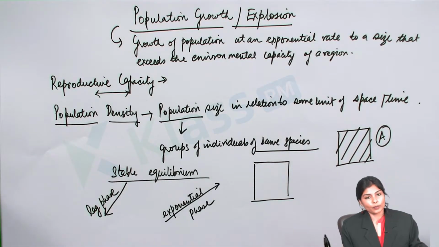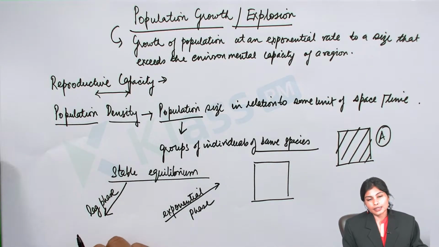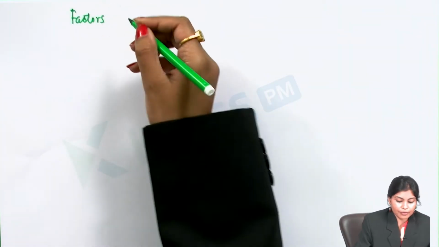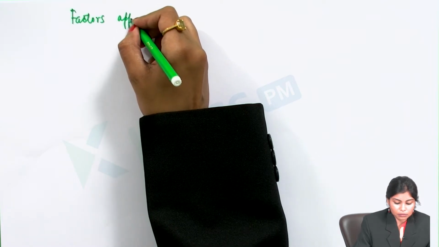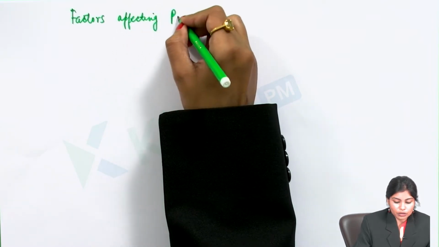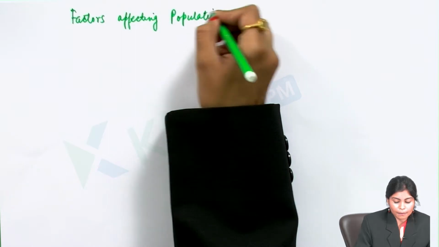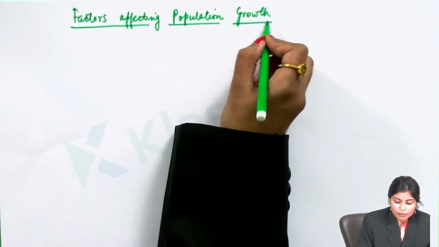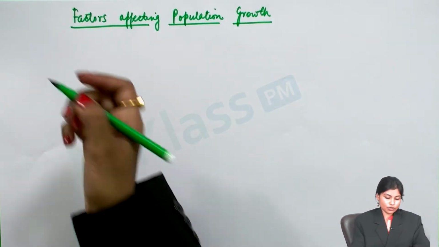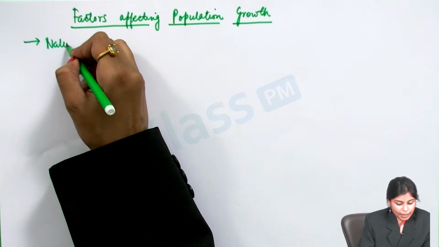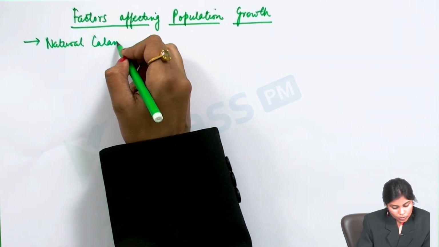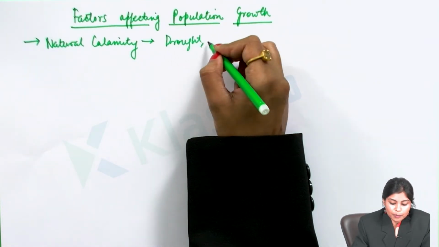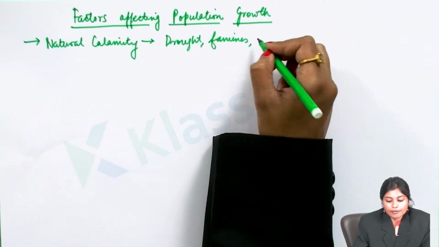Next, when we are talking about population growth, let's talk about the factors that affect population growth. First of all, natural calamity. Natural calamity can exist in the form of drought, famines, floods, etc.